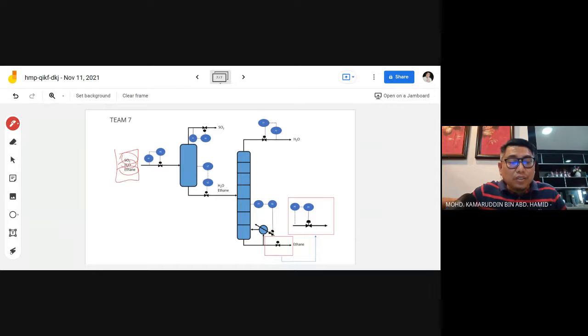Okay, so sekarang ni what happens, dalam feed dia tak berlaku, dia tak react. Kenapa dia tak react? You have SO2 over there and you have water. Then you have ethane. So kenapa tak ada tindak balas berlaku dalam tu? Any reason why you don't have any reaction happening there?